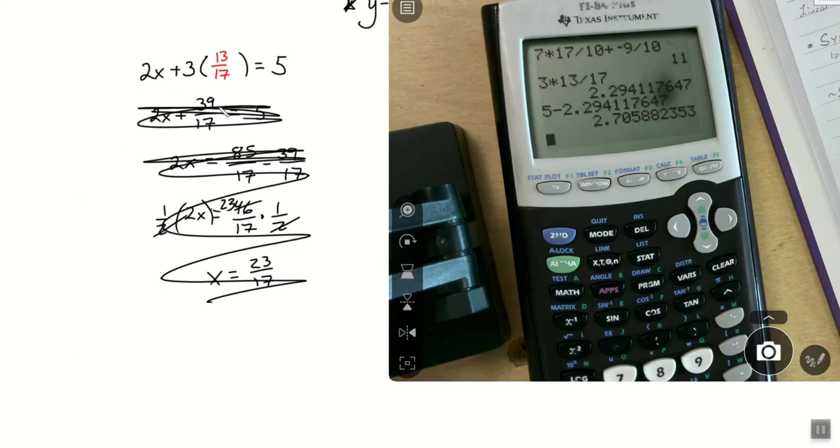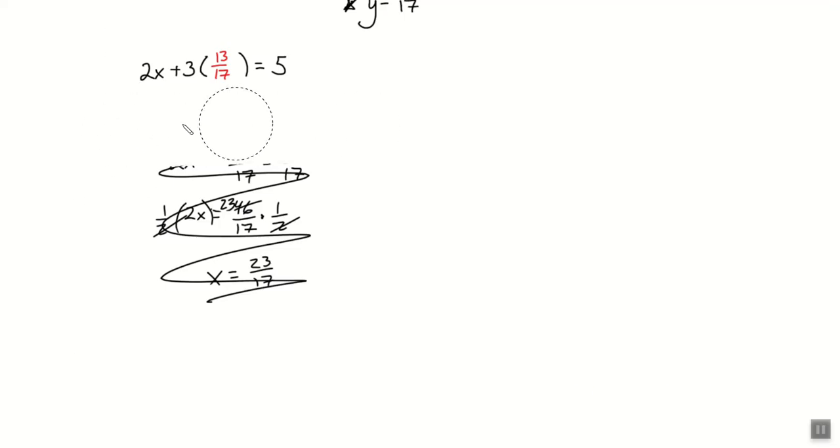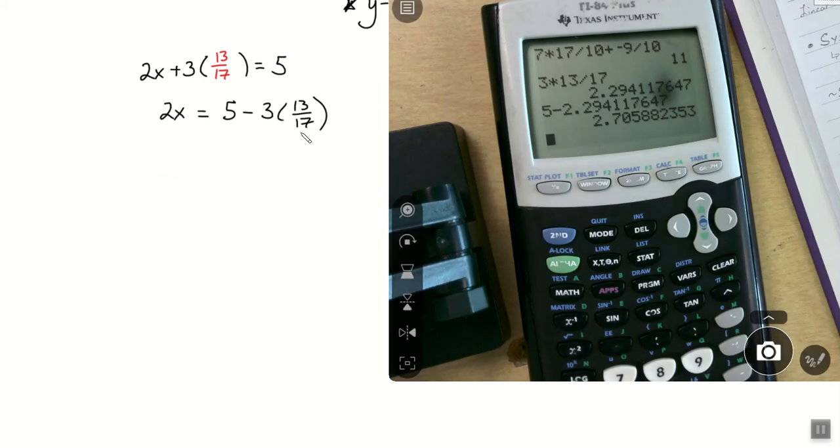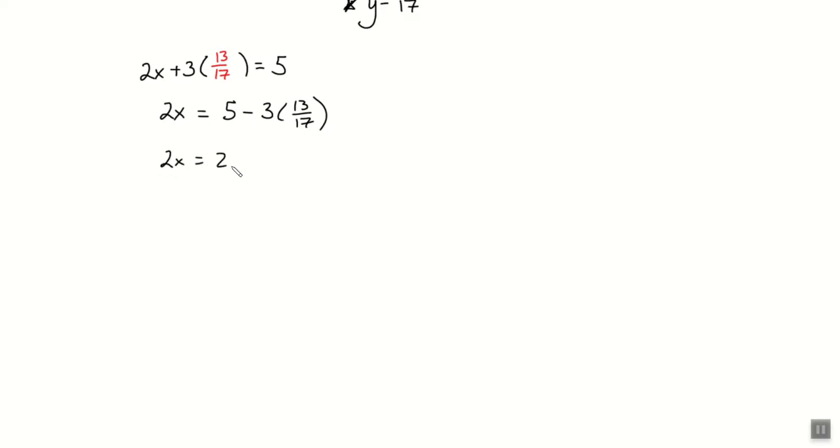So here's what I've done, and I'll clear all this. I'm trying to mix and match, like showing work and using our calculators, which is a weird thing to do, but I care more about your math. This is the first thing that I just typed in. 5 minus 3 times 13/17. And I got this ugly number. What's the last thing you would do? So I'll even write it here. 2x is 2.7, gross. Hate it.